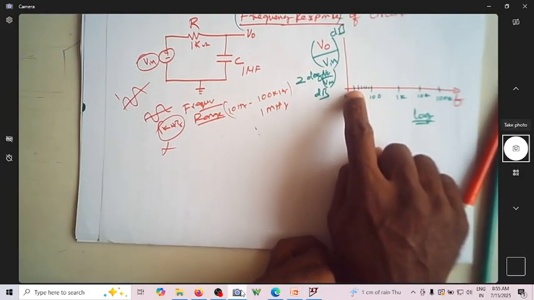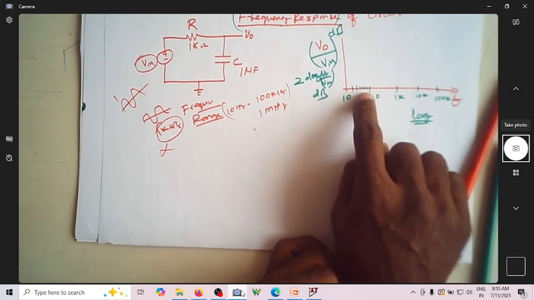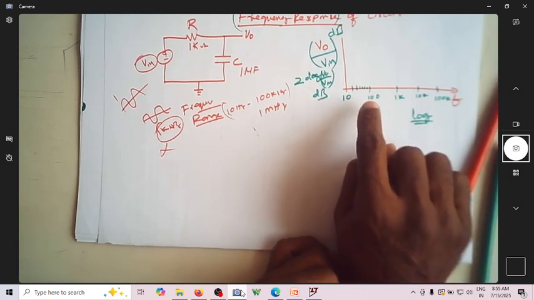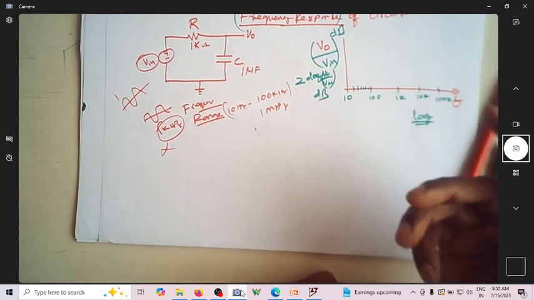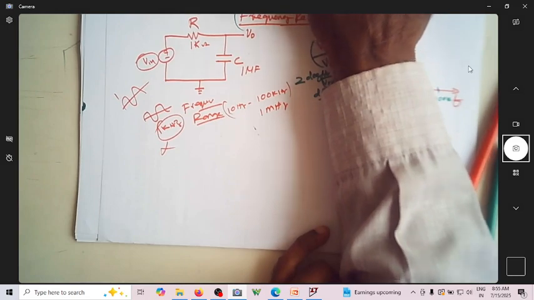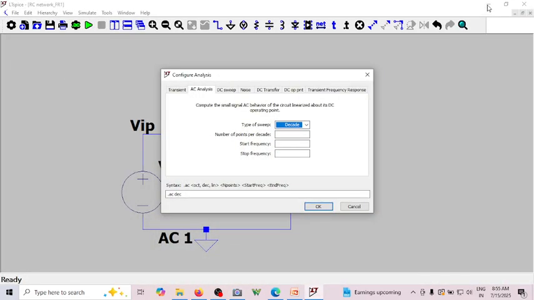Can you see this is happening in logarithmic, and this is a decade. This is 10, 100, 1k, 10k, 100k. So this is varying in decades. That's why the sweep type should be decade. Got it? And then how many points per decade do you want to plot. Let us have more points so that your graph looks smooth. This is your number of points per decade.